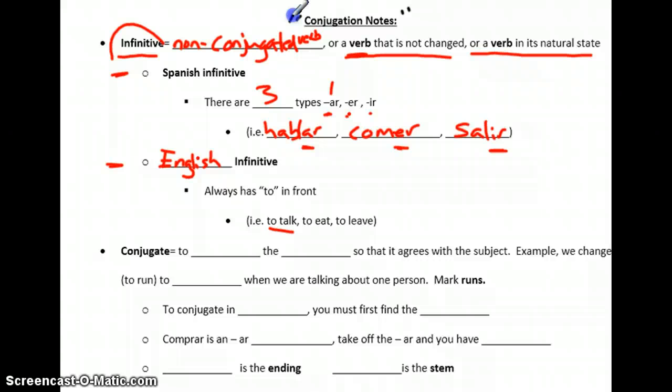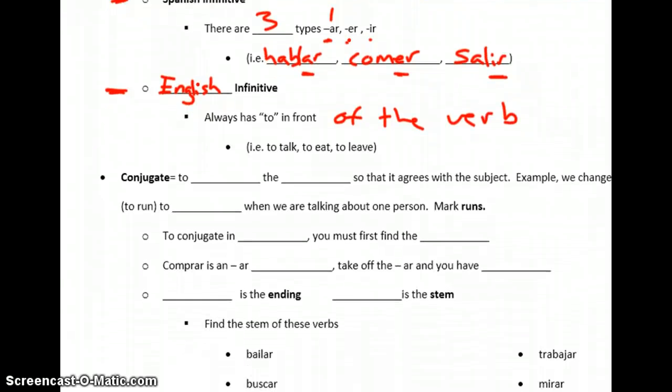Now, in English, an infinitive looks like this. Always has to in front of the verb. Notice, to talk, that's an English infinitive. To eat, to leave. If we just say talk, that's not an infinitive. It has to have to in front. Okay, so now you understand what infinitives are. What does that mean for us? Well, let's scroll on down.